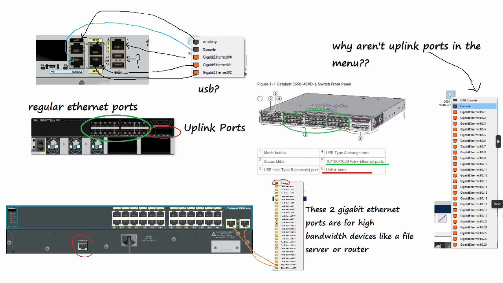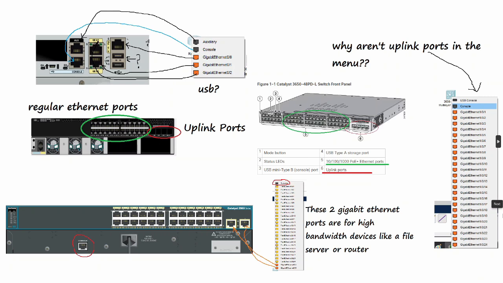Learn the ports for the devices. There's also a USB mini Type B console port, some status LEDs, a mode button, USB Type A storage port. So just start doing some research, figure out what those do. And you notice I have the menu as well on the far right for that layer 3 switch. You notice it has all the gigabit Ethernet ports on there, the USB console port and the console port, but it doesn't have the uplink ports. So, just start asking questions. Why aren't the uplink ports in the menu? And like, how do you get them to show up in the menu?